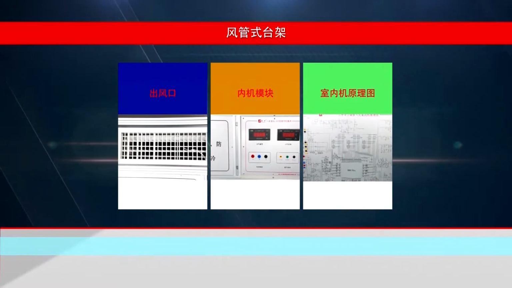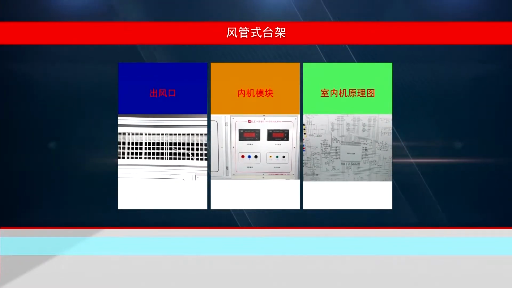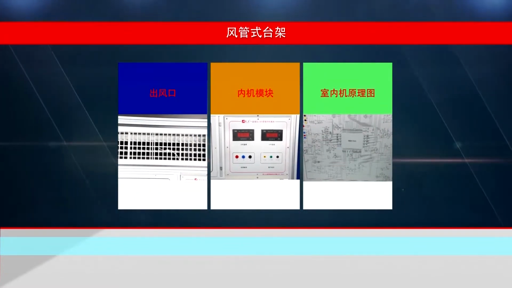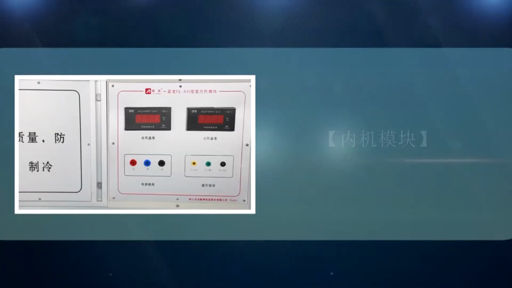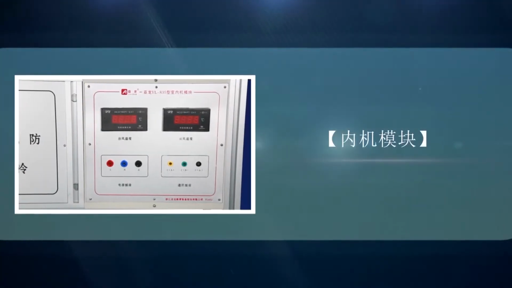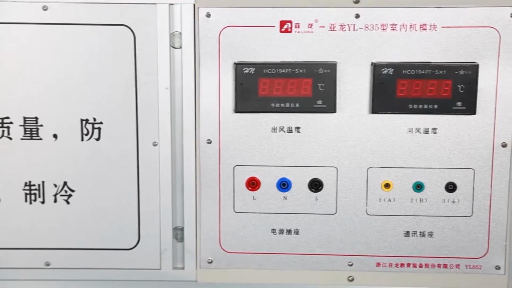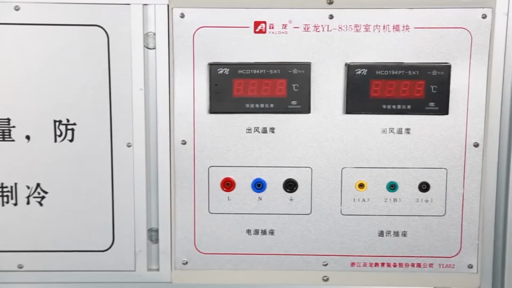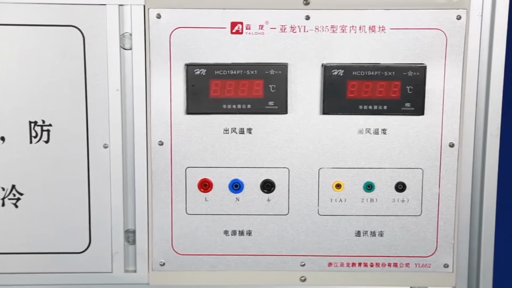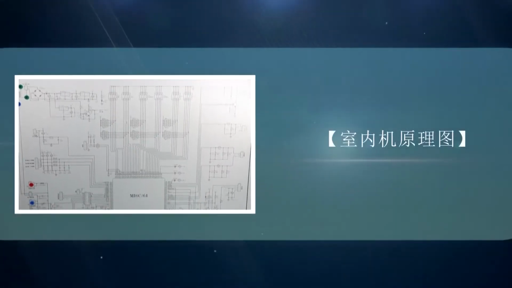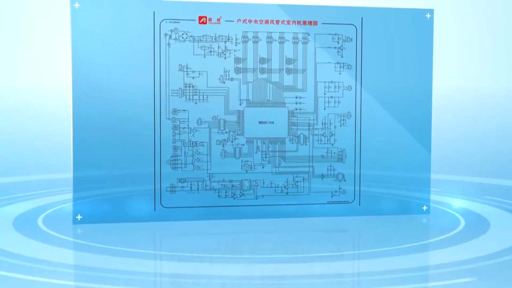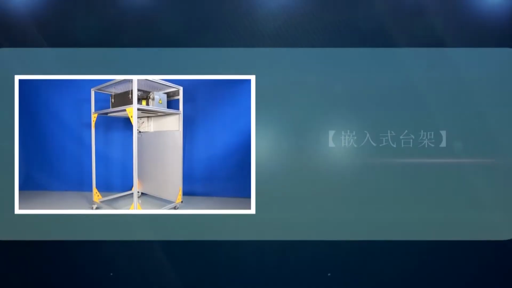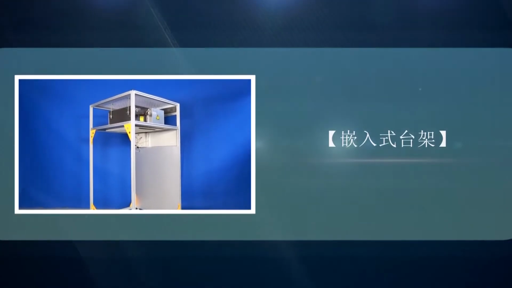The duct platform is composed of the following modules: air outlet, internal machine module, equipped with the return wind and air temperature meter, communication and power supply security socket. Schematic diagram of indoor machine. Control schematic diagram of wind tube. Control schematic diagram of wind tube type indoor machine.